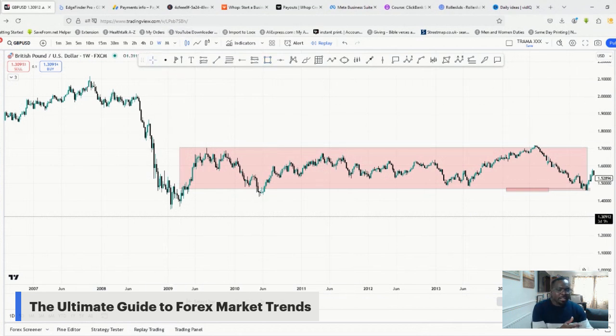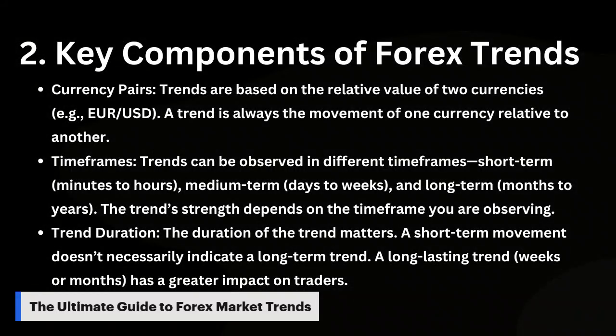Now, let's go back to our drawing board. The next thing you want to talk about is the key components of a Forex trend. How do you recognize the components? What are the things that make up the trend? First of all, currency pairs. Trends are based on the relative values of two currencies. So, for instance, you're trading EUR/USD or GBP/USD. So, what is the trend? The trend is always the movement of one currency relative to the other. So either GBP is pushing up, or is trending up, which means the price of the GBP, the pound, is going up against the US dollar. So you have a trend.